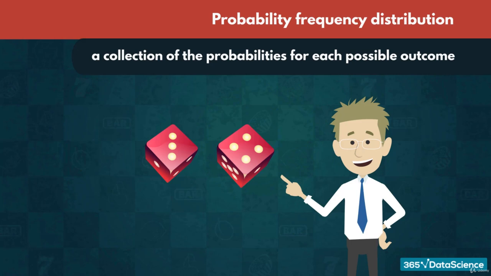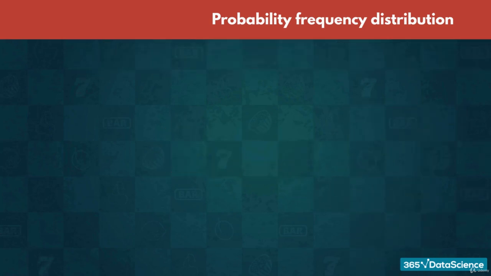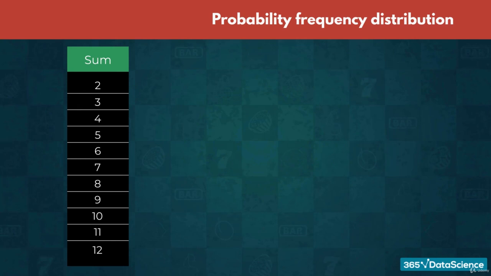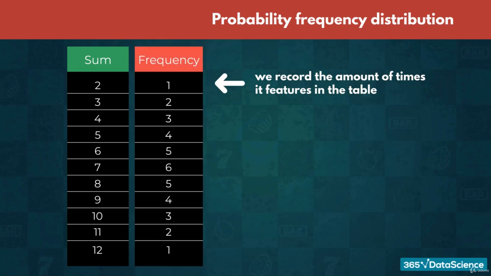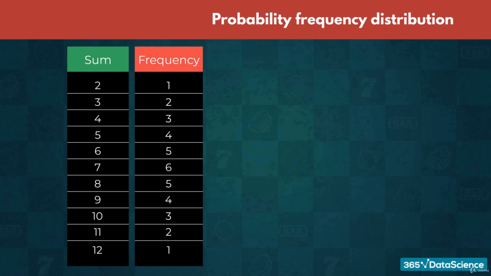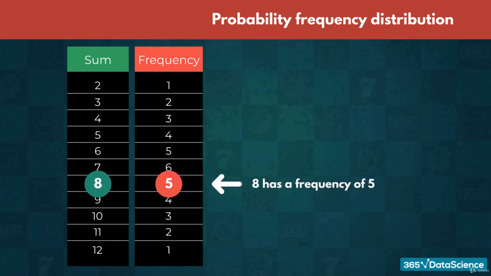To understand what a probability frequency distribution looks like, we are going to construct one right now. Using the sample space table we already constructed, for each unique sum, we record the amount of times it features in the table. This value is known as the frequency of the outcome. For example, getting a sum of 8 in 5 different cases means that 8 has a frequency of 5.